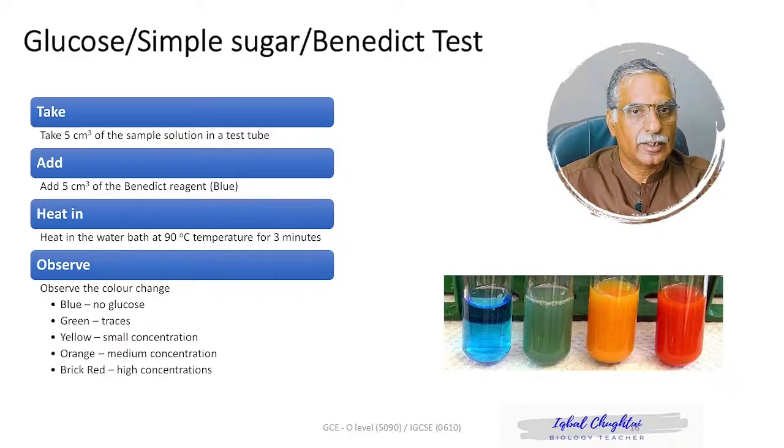So this Benedict test is not only a qualitative test, it is a quantitative test as well. It ensures us that the sample contains glucose if the color appears to be green, yellow, orange, or orange red. And these different colors also give us an idea of the different concentrations of glucose in the given food sample we have tested with the Benedict reagent.